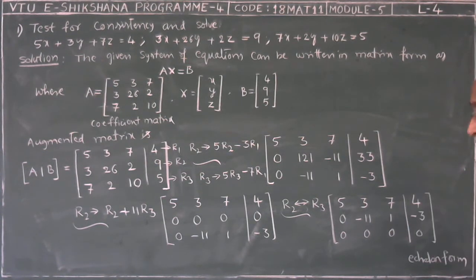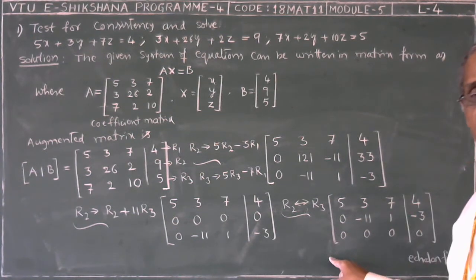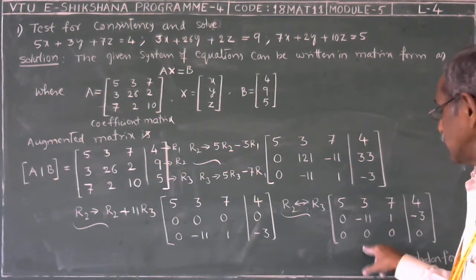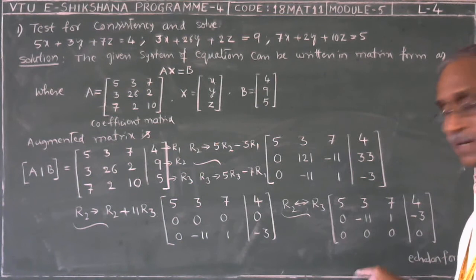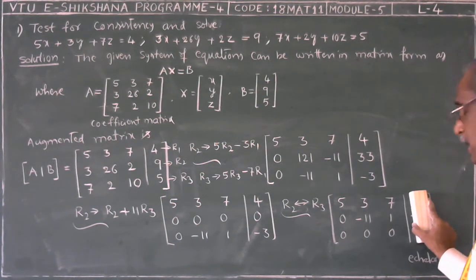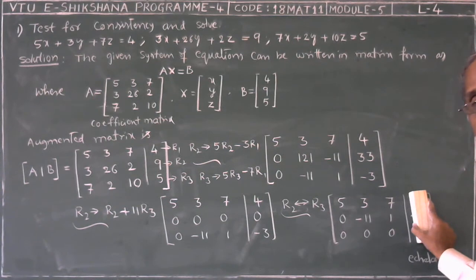Okay? With this, what we see is the equivalent augmented matrix. Now, to check the ranks of both matrices, both are available in this matrix itself, in this echelon form of the augmented matrix. If you look at this and count the number of non-zero rows, 1, 2. So the rank of the coefficient matrix is 2.